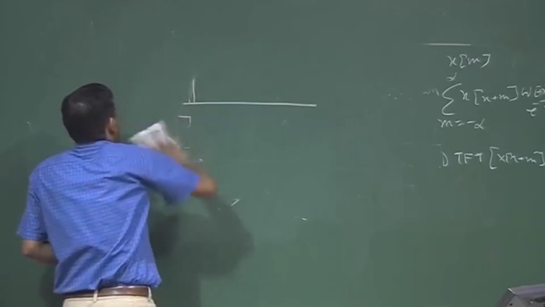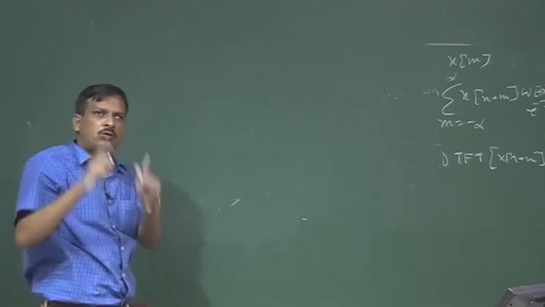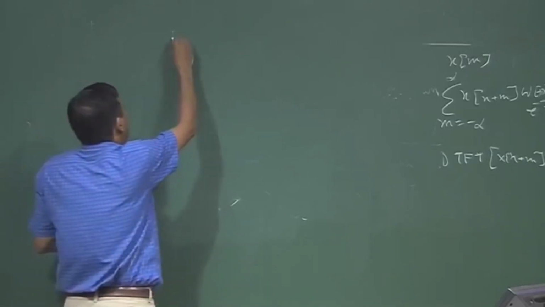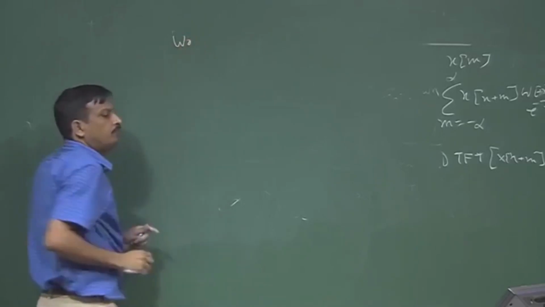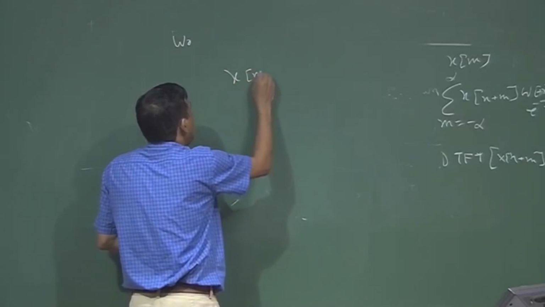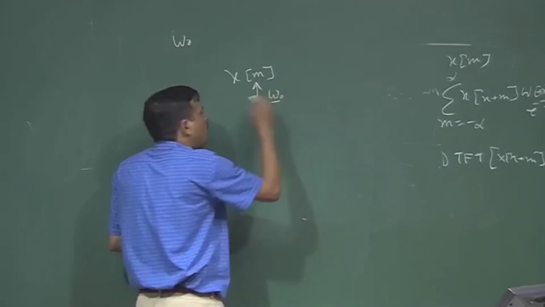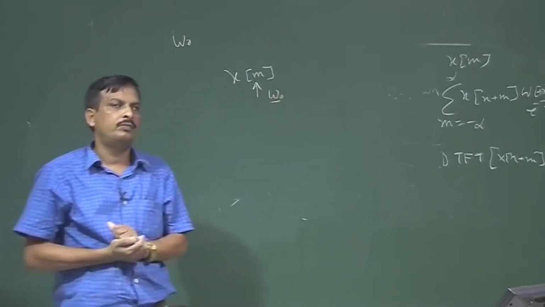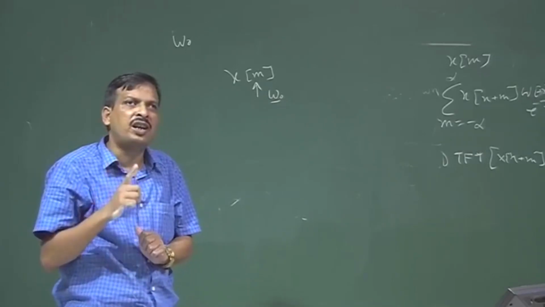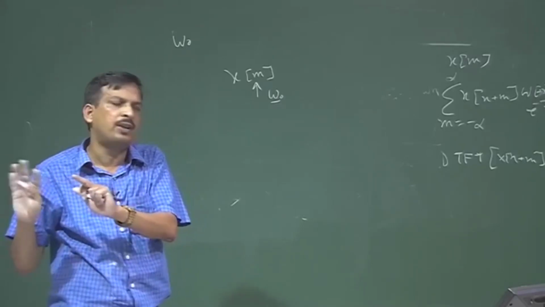I want to find out the output frequency response for a particular band, a particular frequency omega 0. So, I have a signal x[n], and I want to find out whether this x[n] contains omega 0 or not. Forget about the windowing part, I am coming to it later on.